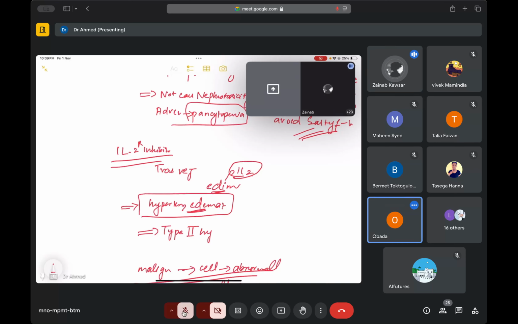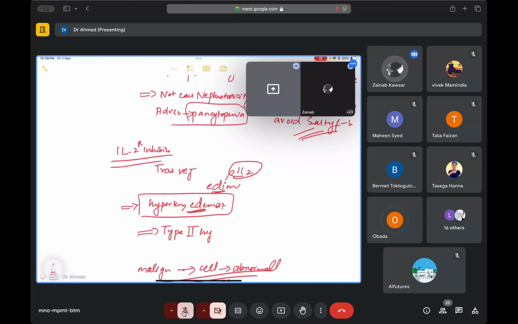And the other drug is an mTOR inhibitor. The mTOR inhibitor is sirolimus, and we can give it. It does not cause nephrotoxicity. It is also used for prophylaxis of transplant rejection. But the adverse effect is pancytopenia.